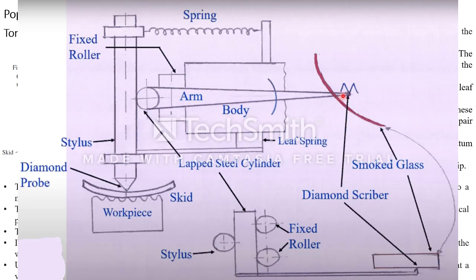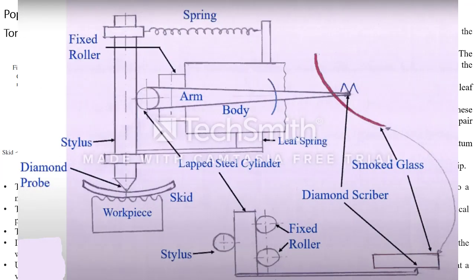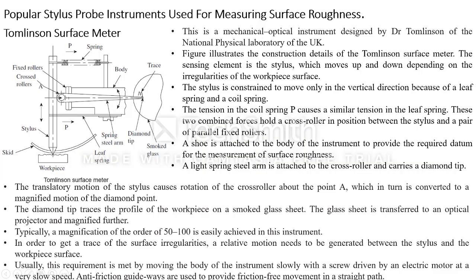Here he is calling it a scriber, and in my diagram I am calling it a diamond tip. Both are the same. So here you will be having a diamond tip or the diamond scriber, and here you will be having a diamond probe. Remember this: this skid is used to support and give the datum for this stylus. Clear?